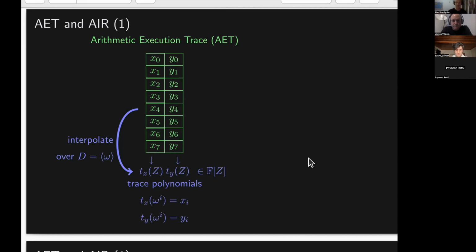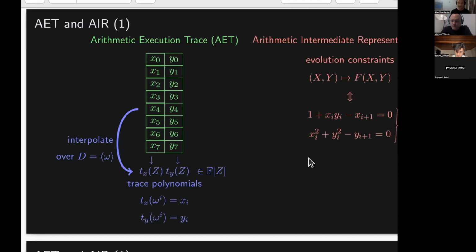And now our constraints coming from the evolution and coming from the claim may be applied to polynomials instead of columns. And indeed, that's what we're going to do, right? We're going to translate the state transition function f into transition verification polynomials.